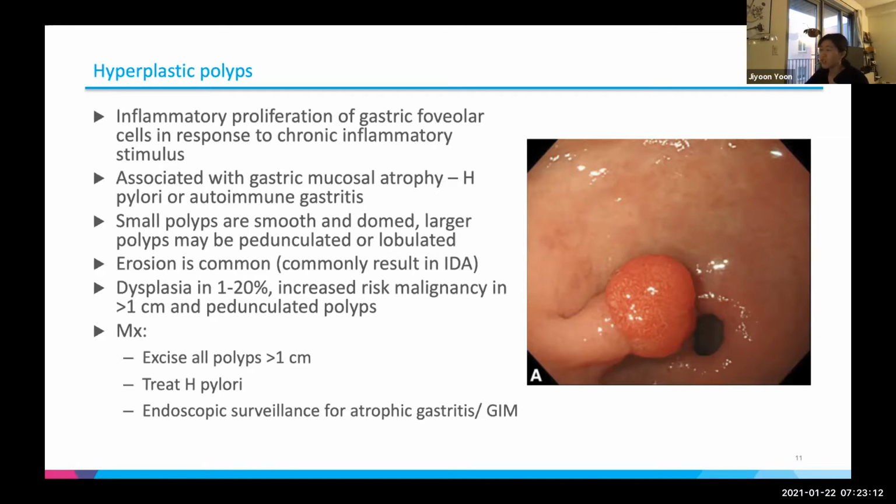Studies have shown that dysplasia can be found in 1 to 20% of these polyps, and they have an increased risk of malignancy if they're larger in size and if they're pedunculated. So the recommendation is to excise all polyps greater than 1 centimeter, treat any concurrent H. pylori, and then they should go under endoscopic surveillance for atrophic gastritis and GIM.